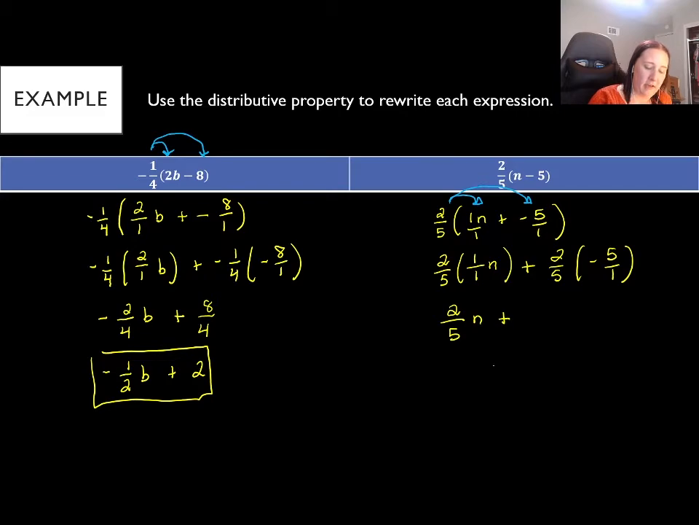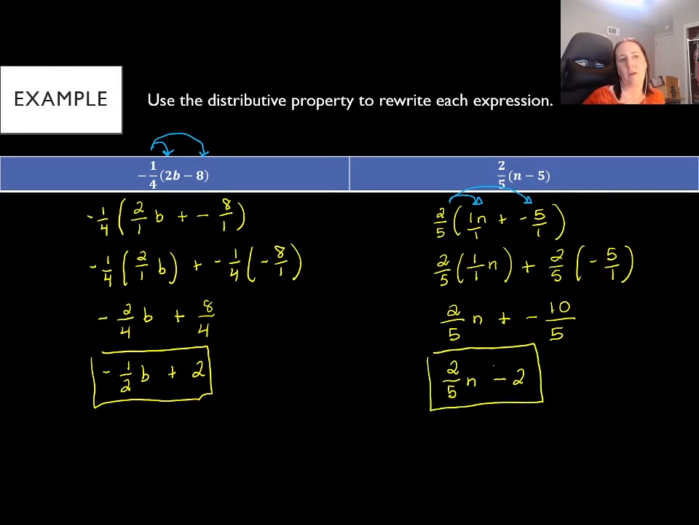Then we have a plus sign, and then we have a positive times a negative, so I'm going to get a negative answer. 2 times 5 is 10. 5 times 1 is 5. So I get negative 10/5. So now I need to reduce. 2/5 doesn't reduce, so that stays as 2/5 n. And then adding a negative turns into subtraction. And then 10/5 is the same as 10 divided by 5, and that gives us 2, just like we had in the previous one actually. So we get 2/5 n minus 2.